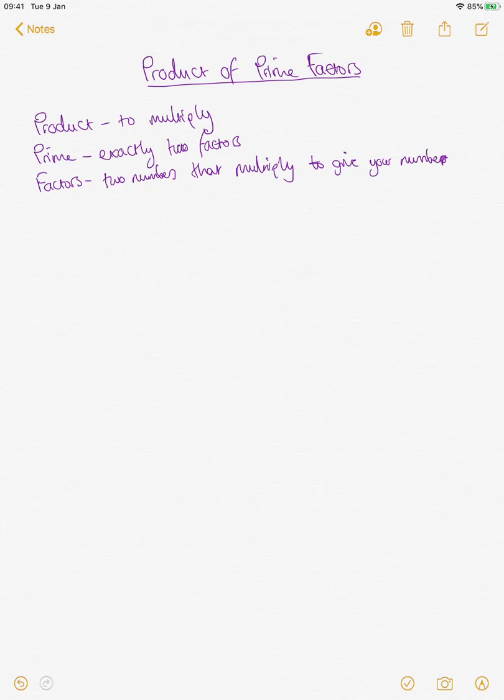Okay, so product of prime factors. So we're going to find something that multiplies. It's going to be something to do with primes and factors. So the first example I'm going to go through is the number 20, and we're going to draw something called a factor tree. So the first thing to do, write out 2 factors of 20. I'm going to choose 5 and 4.